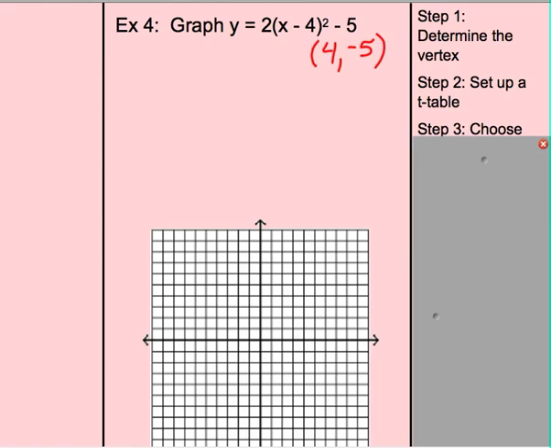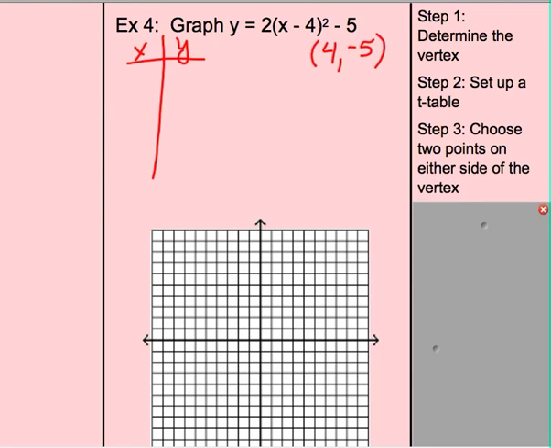Same thing, set up your t-table, pick two values on either side of your vertex. So 4, -5 goes in the middle. I'm going to choose 3 and 2 for the smaller values, and 5 and 6 for the larger values.